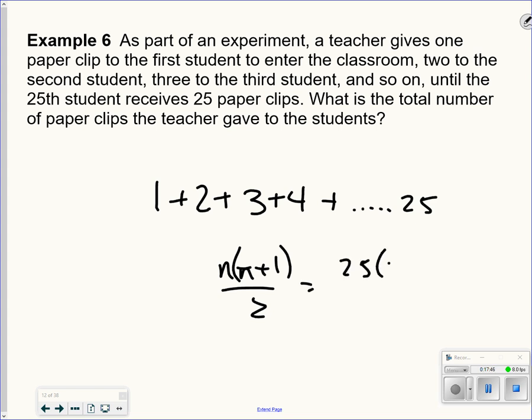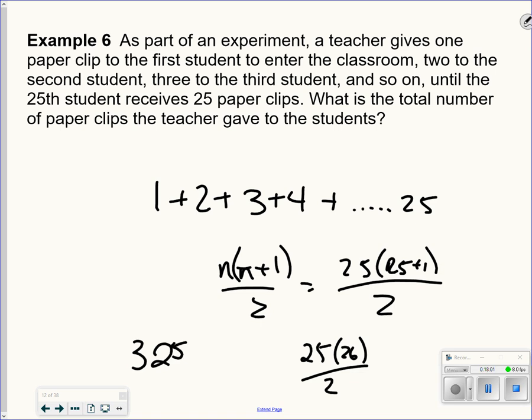So 25 plus 1 divided by 2. So 25 times 26 divided by 2. And I believe the answer is 325 paper clips.